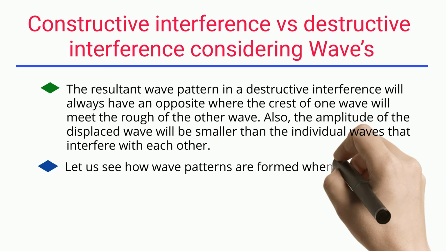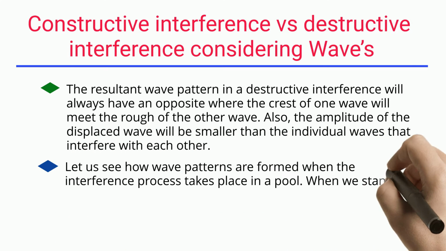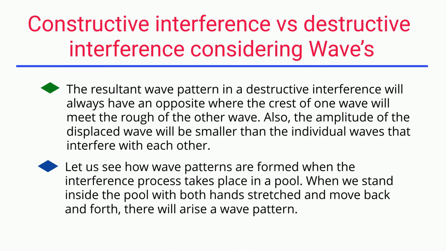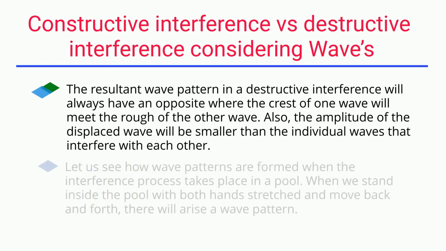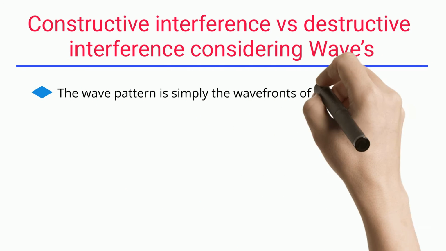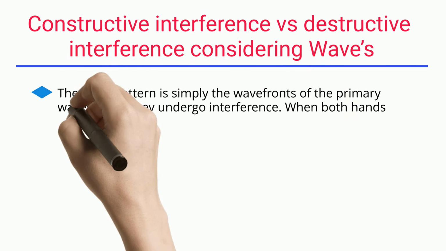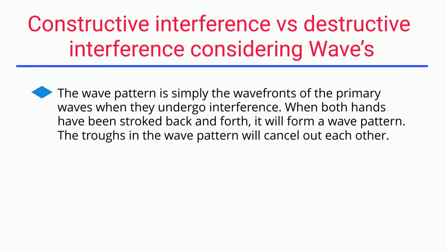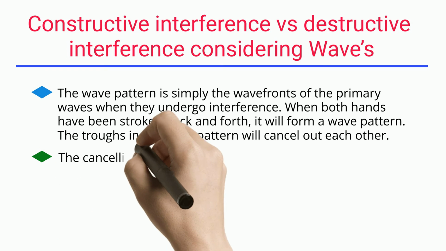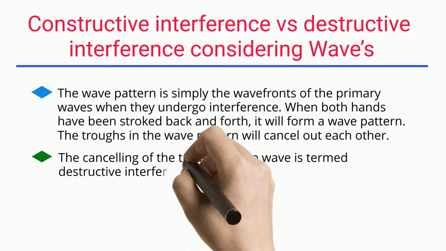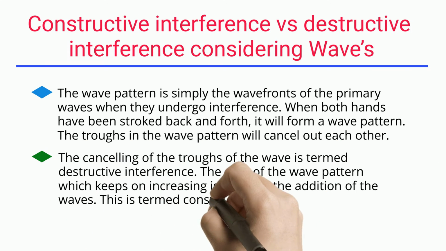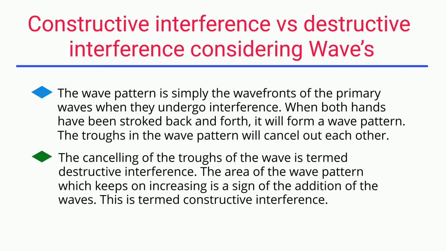Let us see how wave patterns are formed when the interference process takes place in a pool. When we stand inside the pool with both hands stretched and move back and forth, there will arise a wave pattern. The wave pattern is simply the wavefronts of the primary waves when they undergo interference. When both hands have been stroked back and forth, it will form a wave pattern. The troughs in the wave pattern will cancel out each other. The canceling of the troughs of the wave is termed destructive interference. The area of the wave pattern which keeps on increasing is a sign of the addition of the waves. This is termed constructive interference.